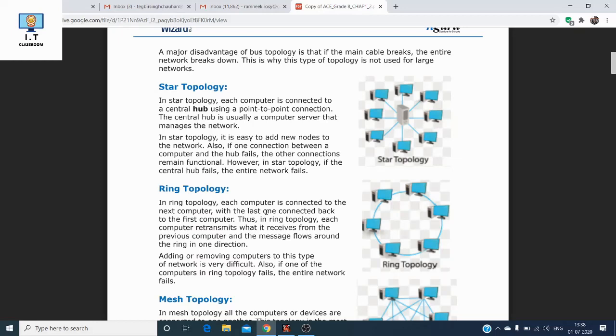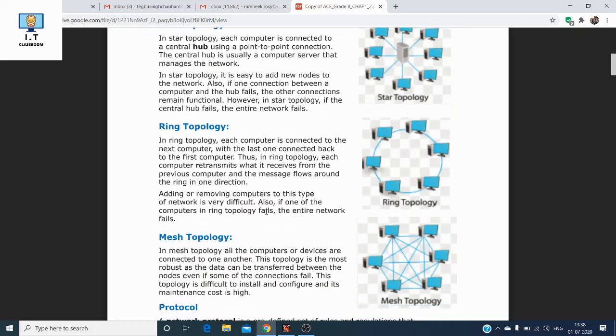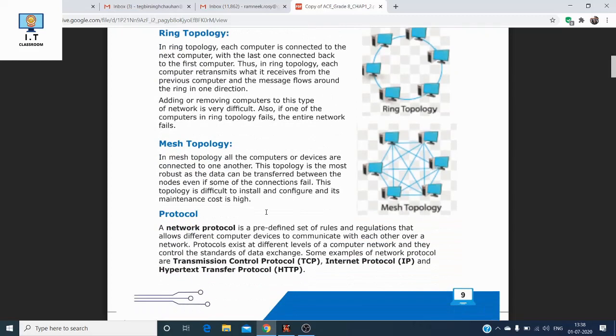Now we will discuss about another type of topology. This is known as mesh topology. Look, what is mesh topology? As you can see in the figure of mesh topology, in mesh topology, all the computers or devices are connected to one another.